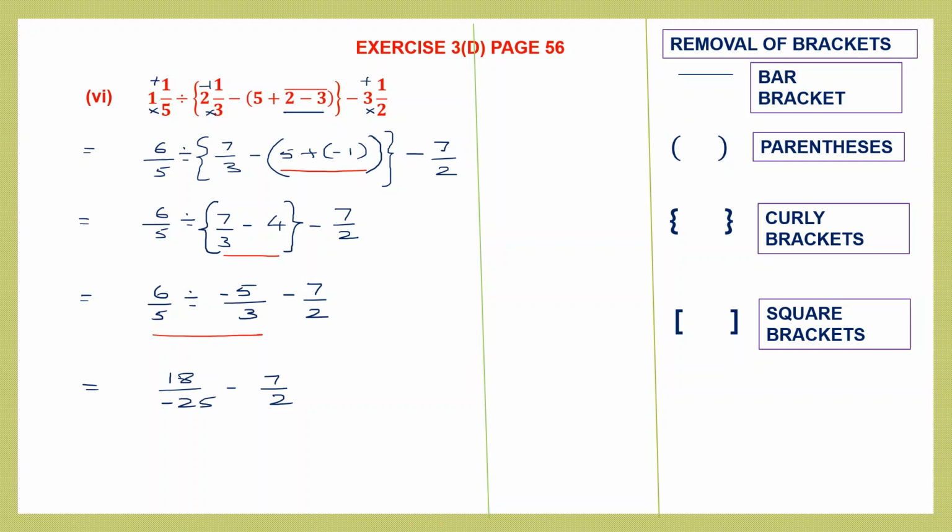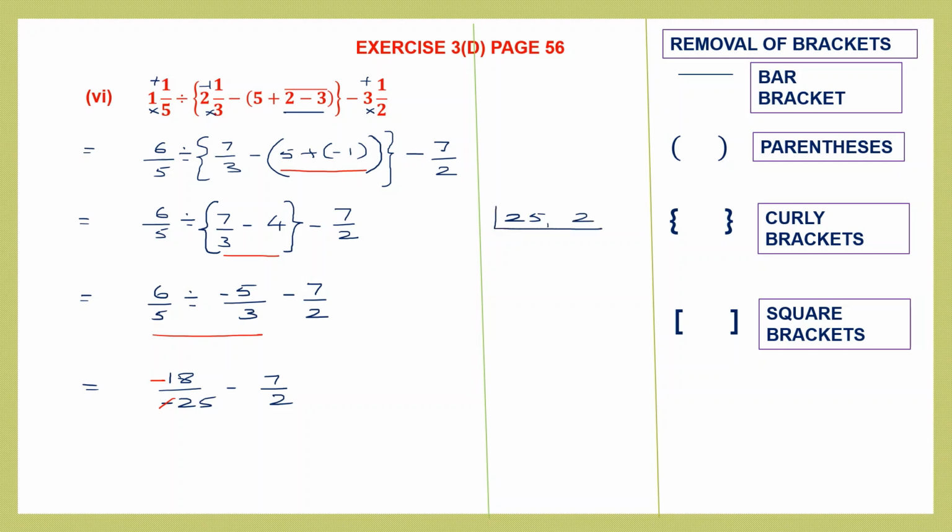So now here, since in the denominator we have a minus sign, we'll move that minus sign to the numerator and remove that from here. So we are removing the minus sign from here and putting it here. It's minus 18 by 25 minus 7 by 2. So now the denominators are different, so we must find the LCM of the denominators 25 and 2. So let's find the LCM of 25 and 2.